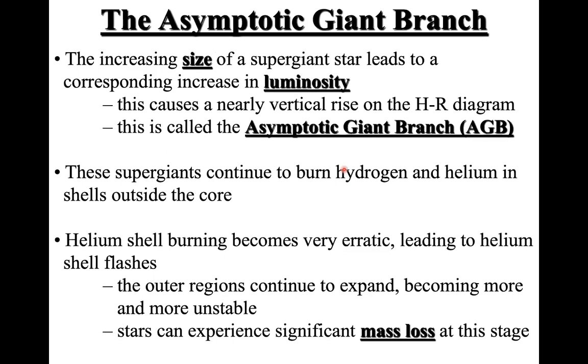Now what happens is again, this increasing size will lead to this particular process called the asymptotic giant branch, which means with the increasing size, you increase the surface temperature and hence the luminosity. So the star will go through this asymptotic giant branch phase and will become a star that is more luminous and more giant.